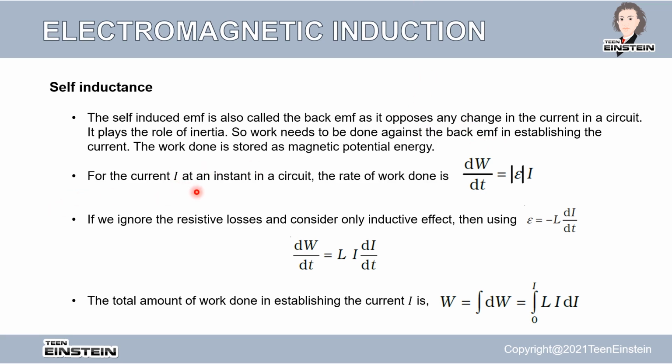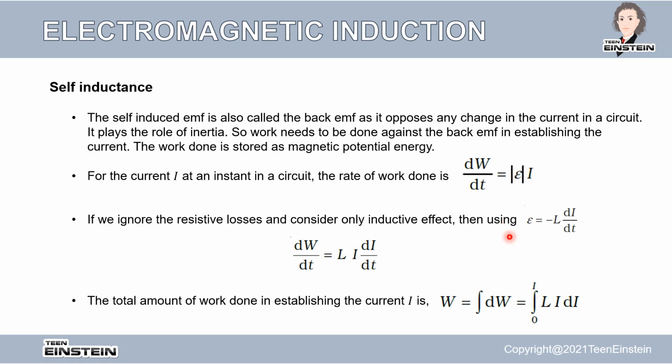So for the current I at an instant in a circuit, the rate of work done is dW by dt equal to epsilon into I. So epsilon is the EMF. So we are doing work against the EMF to establish this much current. So it's similar to force into distance. Okay. So you want to move an object to a distance of x against a force, right? Similar to that, the work done will be force multiplied by this distance. So this is similar to that. You want to establish this much current opposite to this EMF.